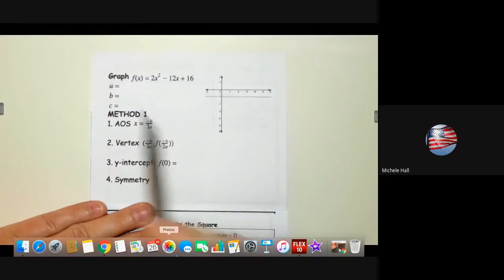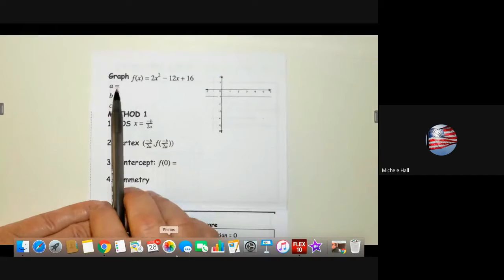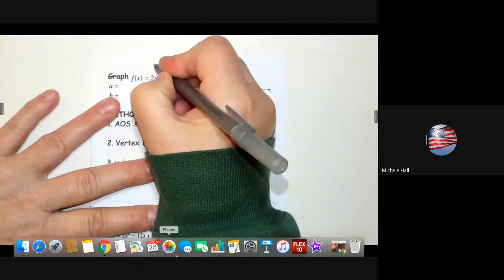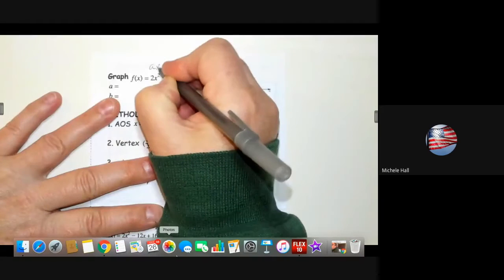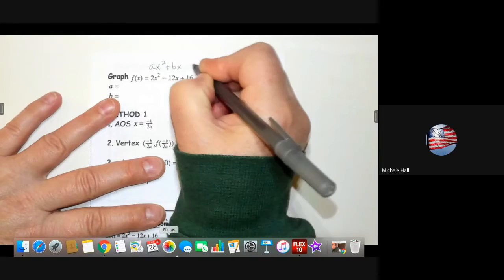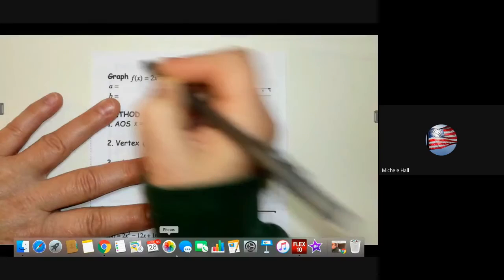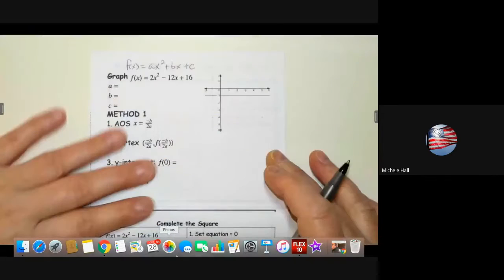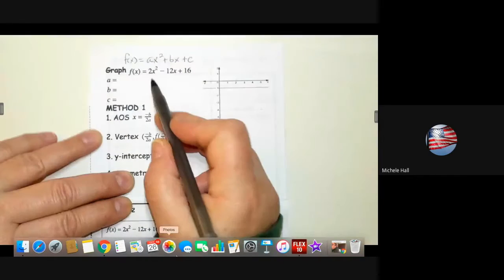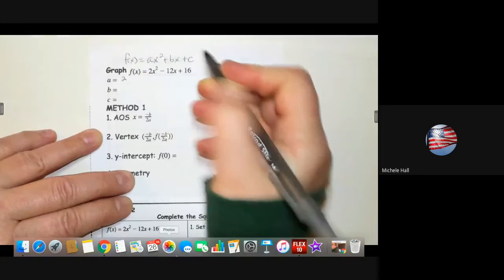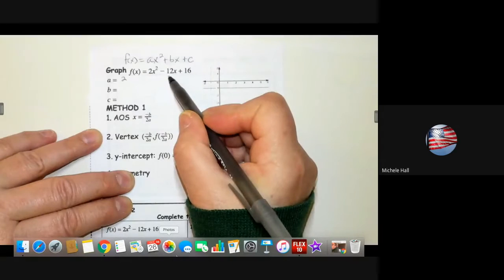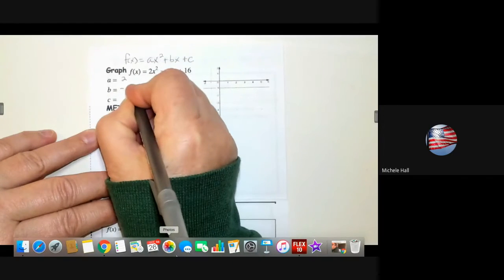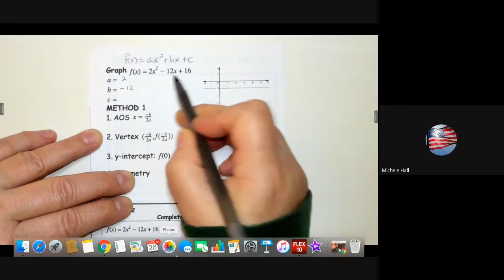The first thing that you want to be able to identify is what is A, B, and C. We have ax squared plus bx plus c equals f of x. A is 2. B is negative 12. Keeping your signs in front of your terms. And C is 16.